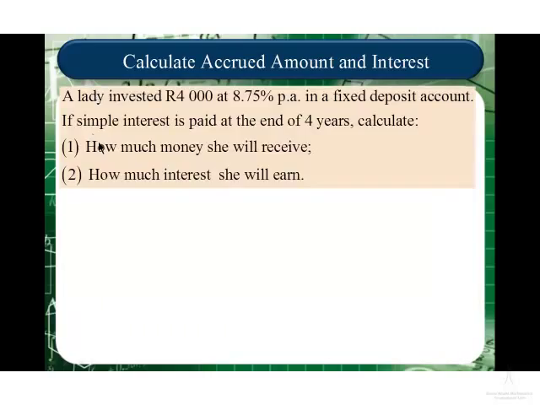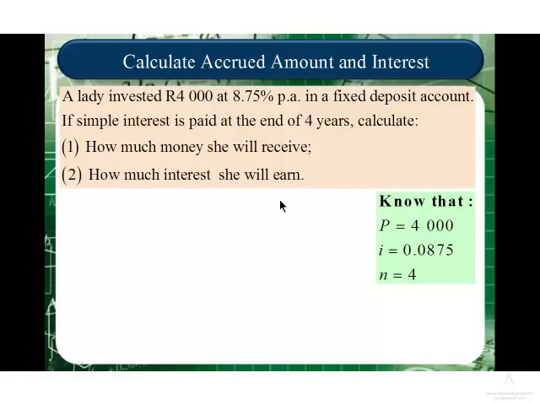Here we have the problem. A lady invested 4,000 rand at 8.75% per annum in a fixed deposit account. If simple interest is paid at the end of 4 years, calculate first of all how much money she will receive, and secondly how much interest she will earn.